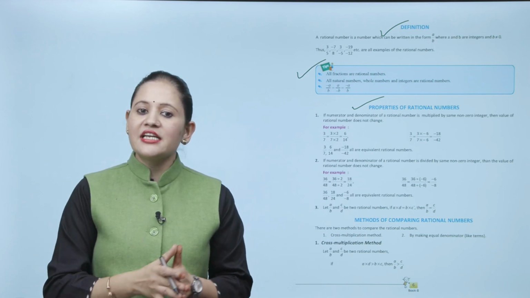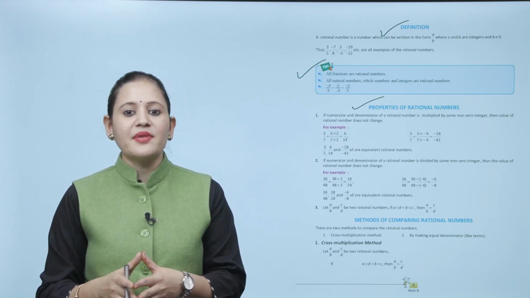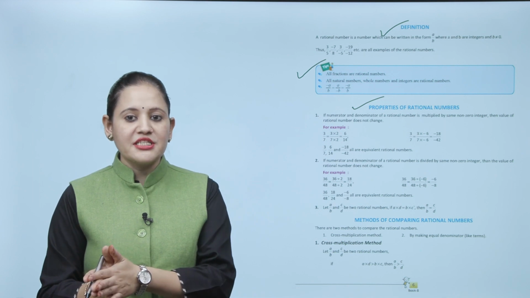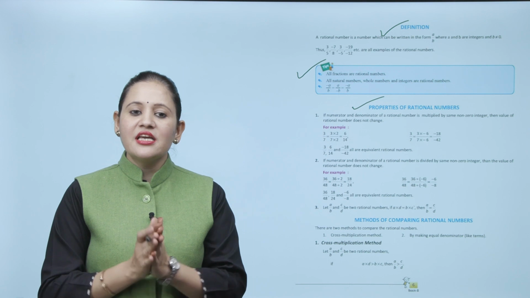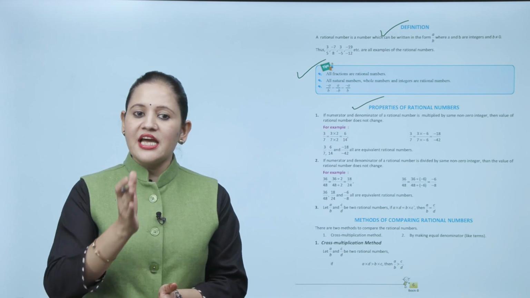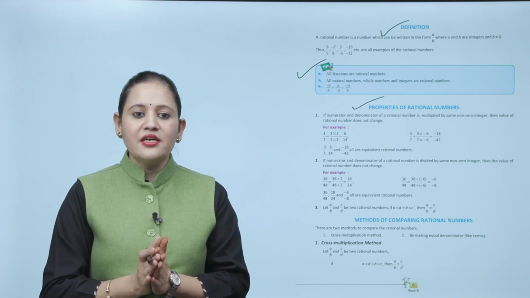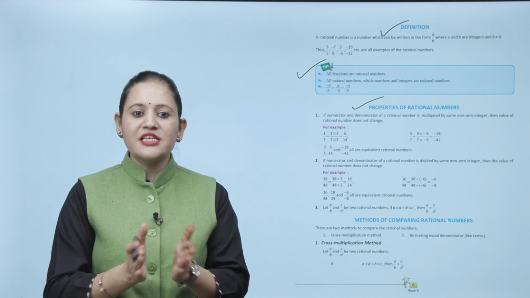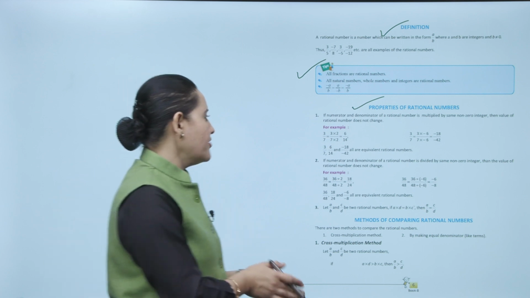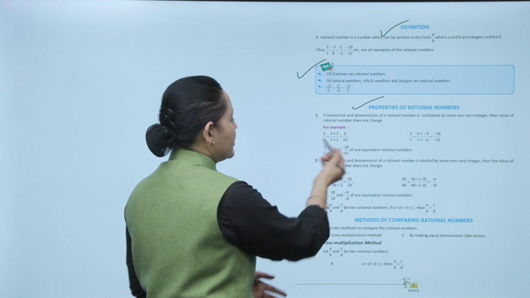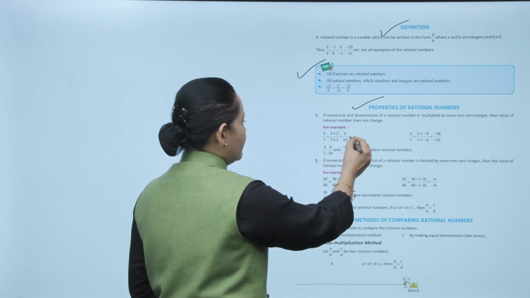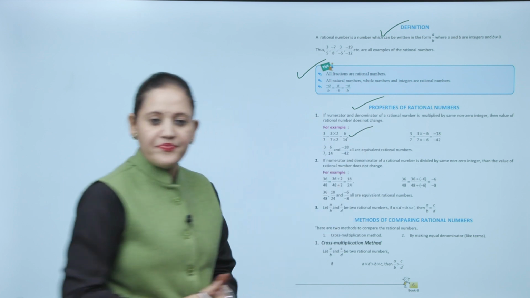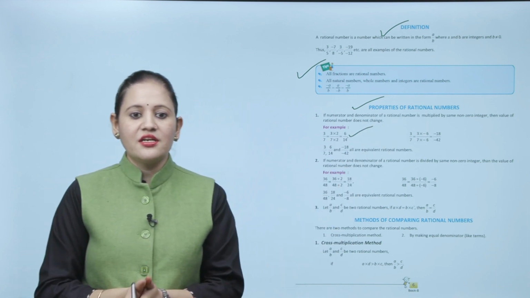If the numerator and denominator of a rational number are multiplied by the same non-zero integer, the value of the rational number does not change. Means if we multiply numerator and denominator both by the same number, the value will not change. For example, 3 upon 7. Here we multiply the numerator and denominator both by 2. So we will get 6 upon 14. Clear? So the value will not change.